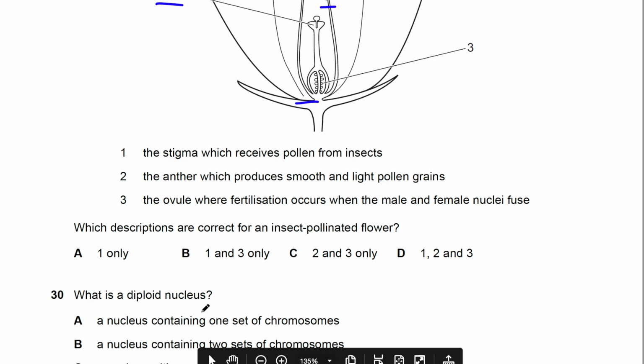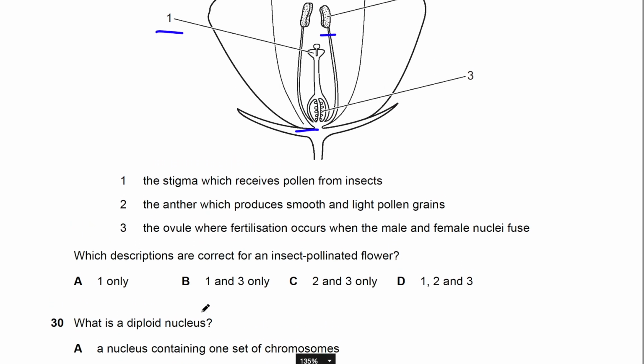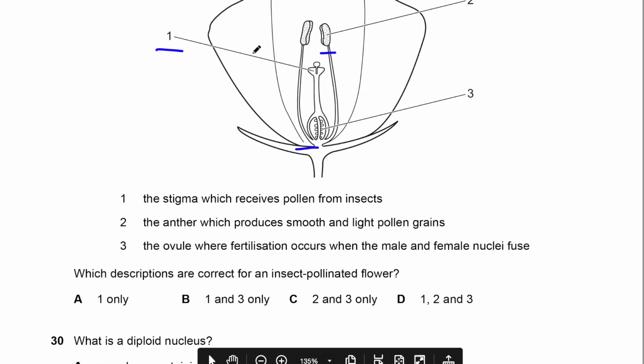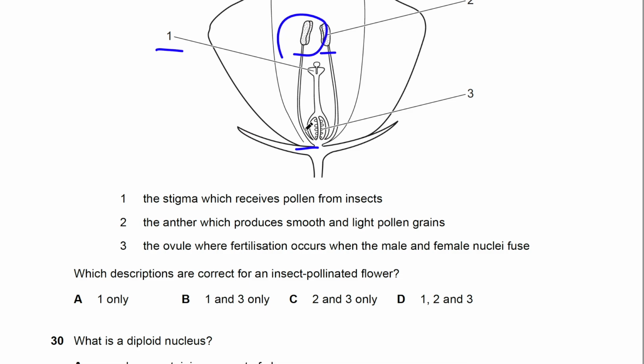Now, let's read the question. Which descriptions are correct for an insect-pollinated flower? Insect-pollinated flower means we will not use the anther. Anther, this one, if it will pollinate the stigma, I mean the ovule, the egg will receive the pollen grain. This will be self-fertilization, but they are looking for insect-pollinated.